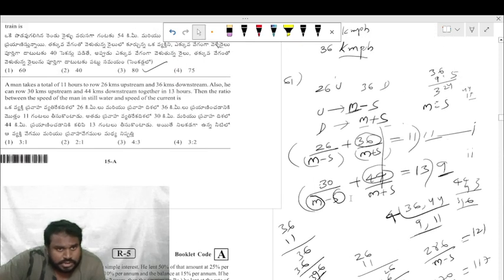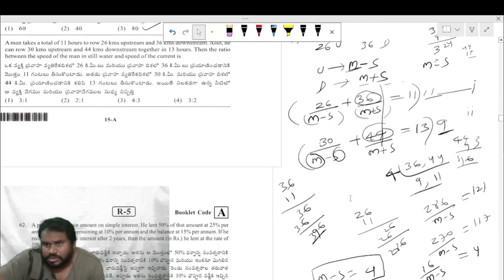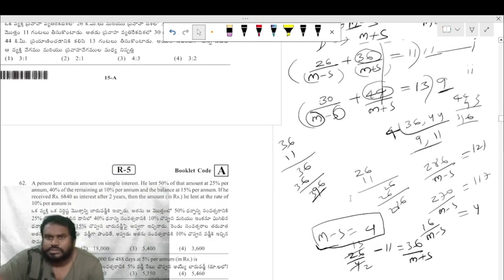30 kilometers upstream, 2 kilometers downstream. So 26 by 4 in by 2.